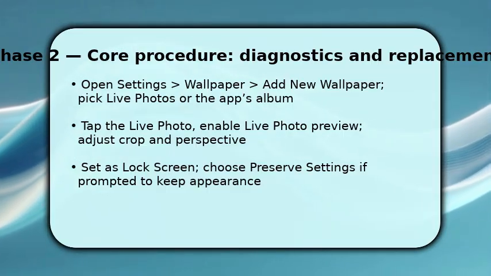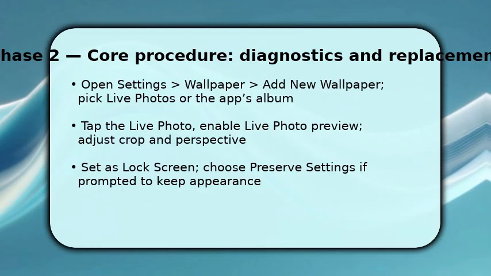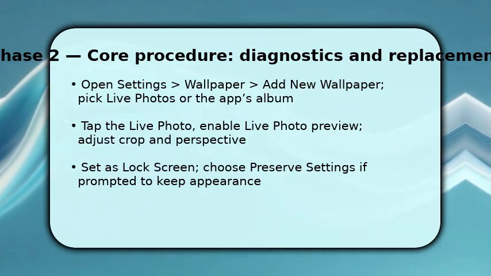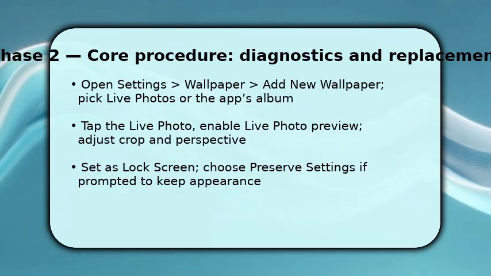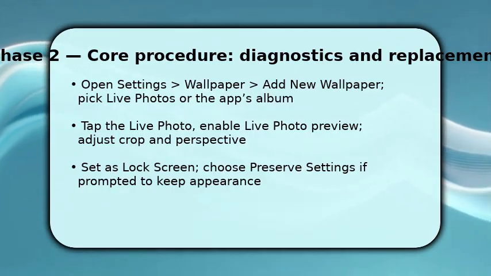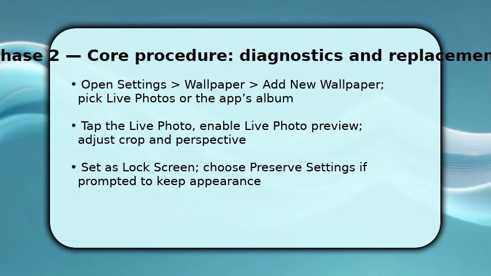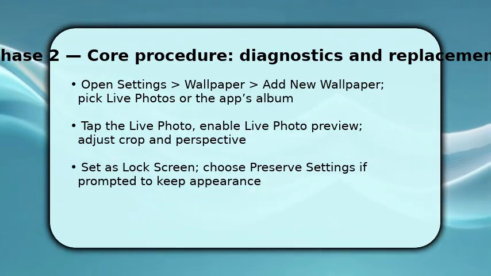Go to Settings, Wallpaper, Add New Wallpaper and select Live Photos or the album created by your app. Once selected, press and hold the preview to confirm the live effect. This toggles the motion preview. Adjust crop, zoom, and perspective until it looks right. Then tap Set and choose Lock Screen.